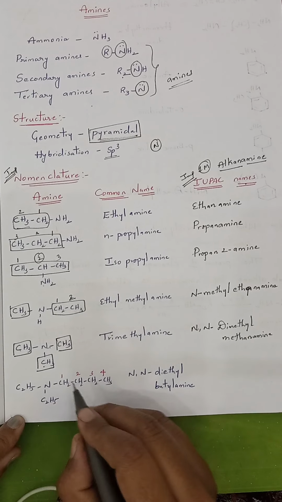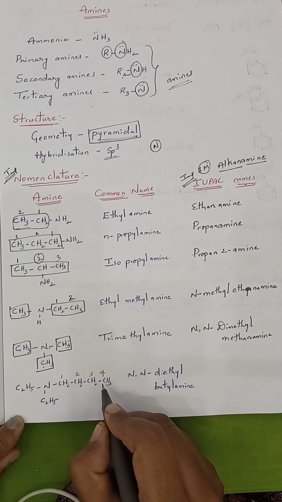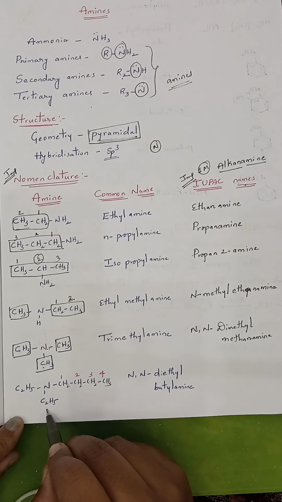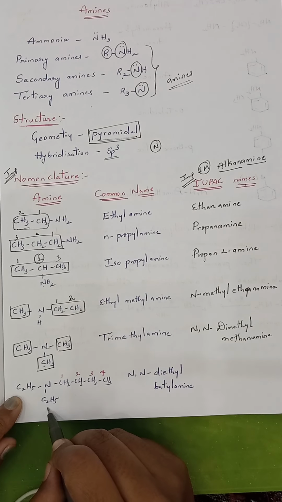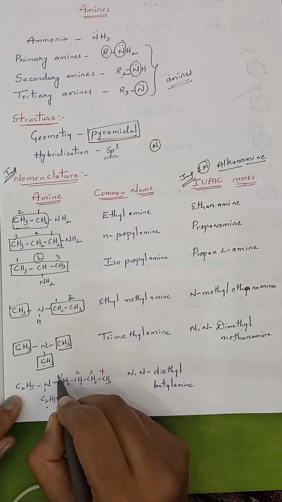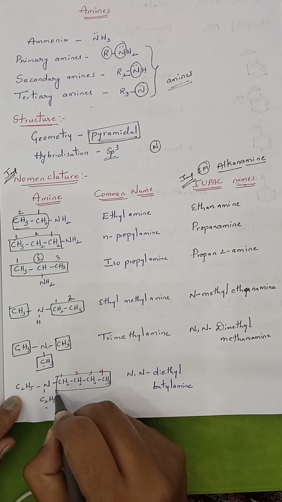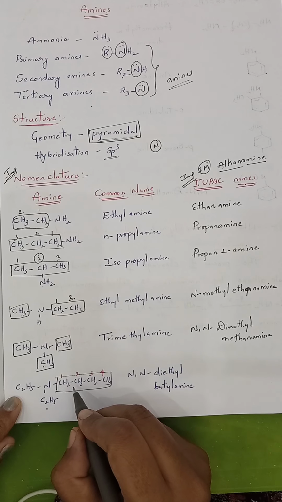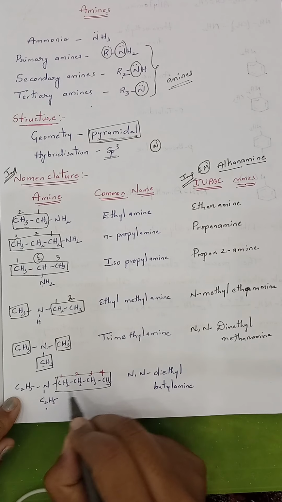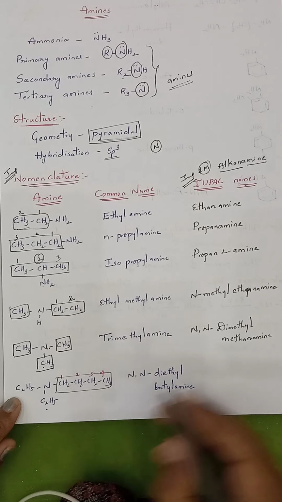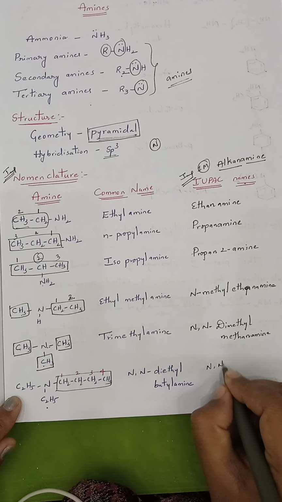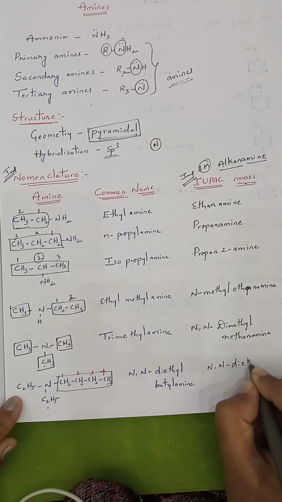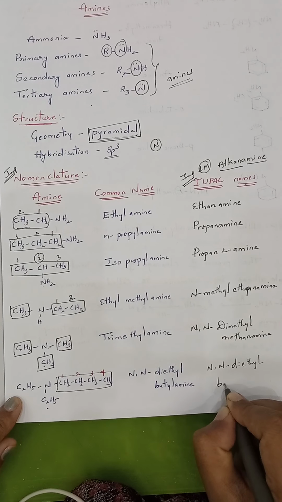Okay. Now we want to write its name. So this is the parent chain because it has 4 carbon atoms, but the others have 2 carbons and 2 carbons. If 4 carbons are there, then that has to be taken as the parent chain. 4 indicates butane amine. To this butane amine, 2 ethyl groups are attached, so we can call it N, N diethyl butanamine.